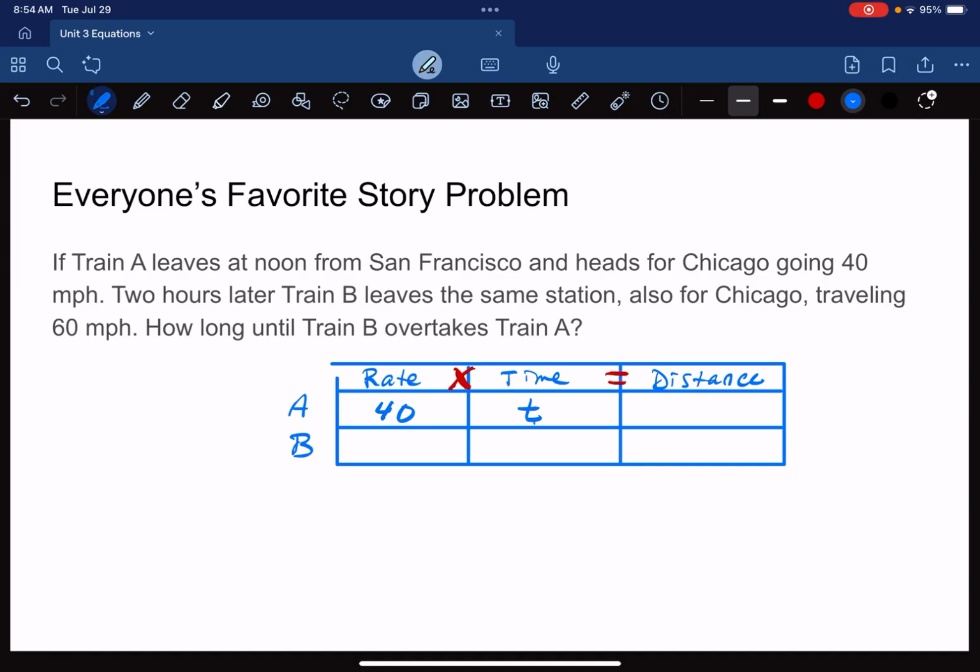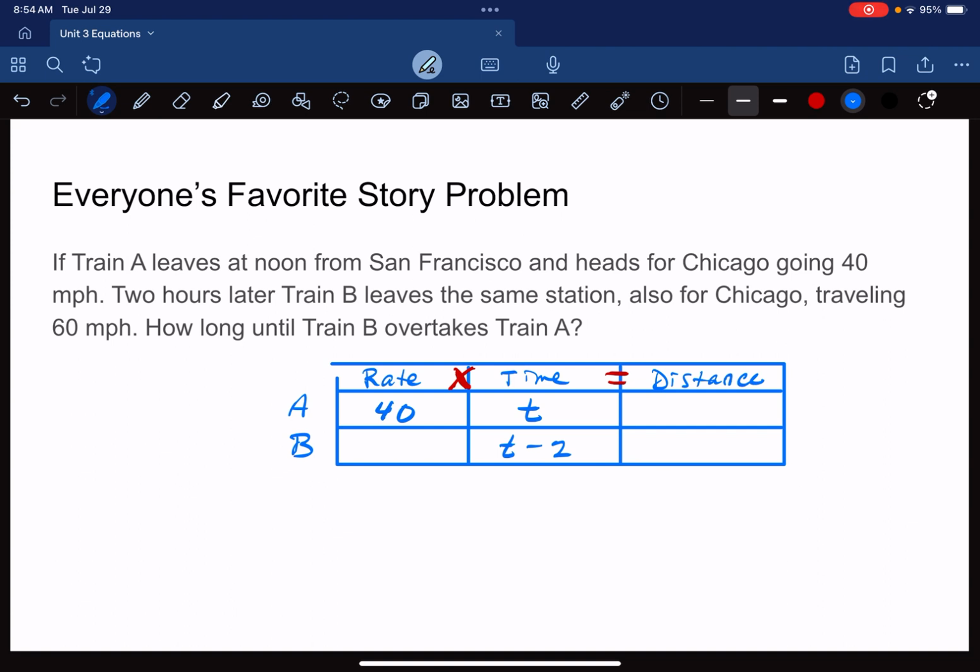Now, if train A left at T, what time would train B leave? Well, it would be T minus 2 hours, because train B is going to travel 2 hours less time. It's been sitting. So train A's time is longer, and train B's time is shorter by 2 hours. Now if you want, you could put train A's time as T plus 2 and train B's time as just T. That works too.